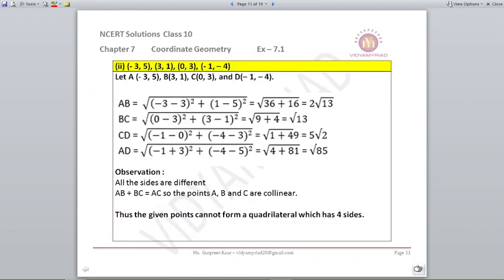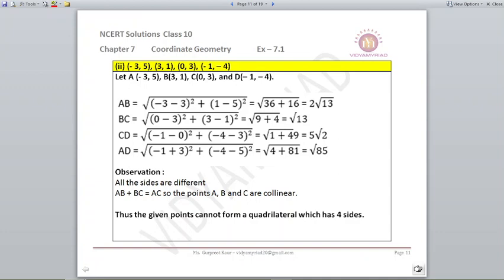Minus 3, 5, 3, 1, 0, 3, minus 1, minus 4. So let us find out all the sides AB, BC, CD, DA. When we did this, we realized that all the sides are coming different. We should know that either all the sides should be equal or opposite sides should be equal to find out the type of a quadrilateral.